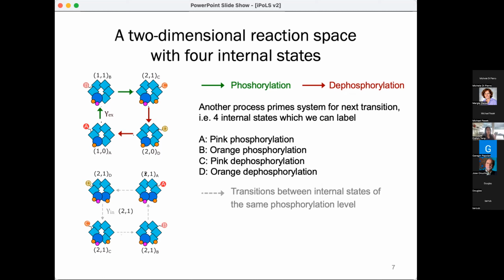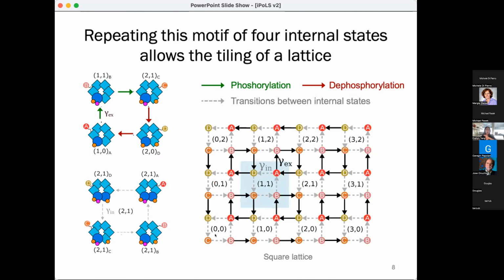But here I just want to show that there can also be different transitions between the internal states. So here you see that the phosphorylation level is not changing, but these A, B, C, D internal states are. And so for every phosphorylation level, we get these 4 internal states, and then we can lay this out along the space of phosphorylation. So this whole thing can be written as a lattice. Now this horizontal axis describes the phosphorylation increasing in the orange space, and this y-axis describes the phosphorylation increasing in the pink space. And then we get all of these loops that we described before.